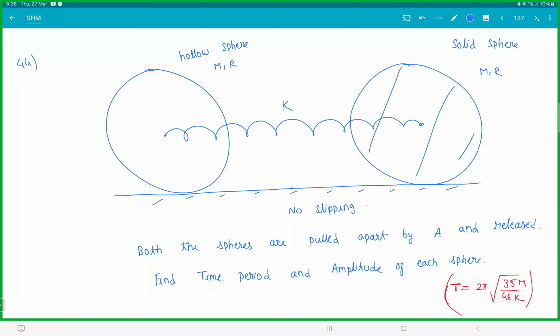2 mu mg by k, 2 mu mg by 3k. God, I said they're pulled apart by a. So the answer should come in terms of a. You created a new answer of your own. मैं फ्रिक्शन म्यू दिया ही नहीं कहीं पे भी. Where did I give mu in the question?